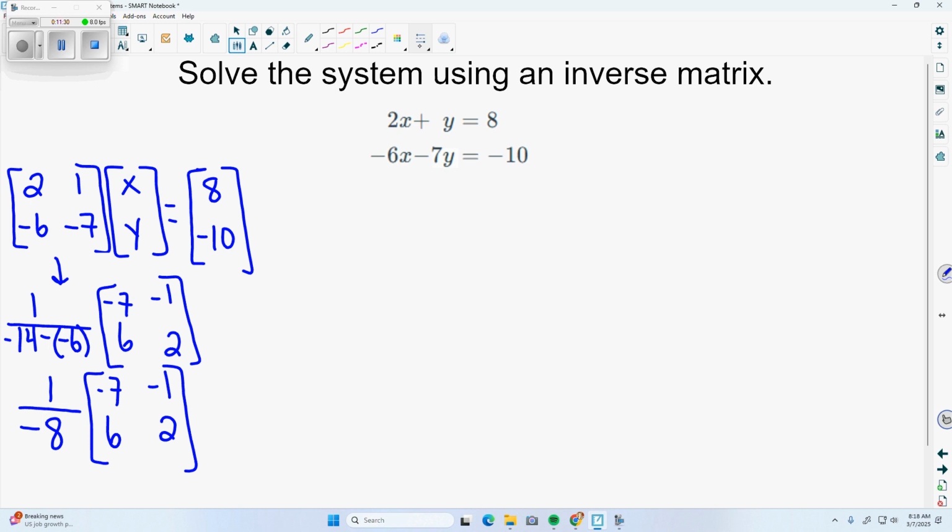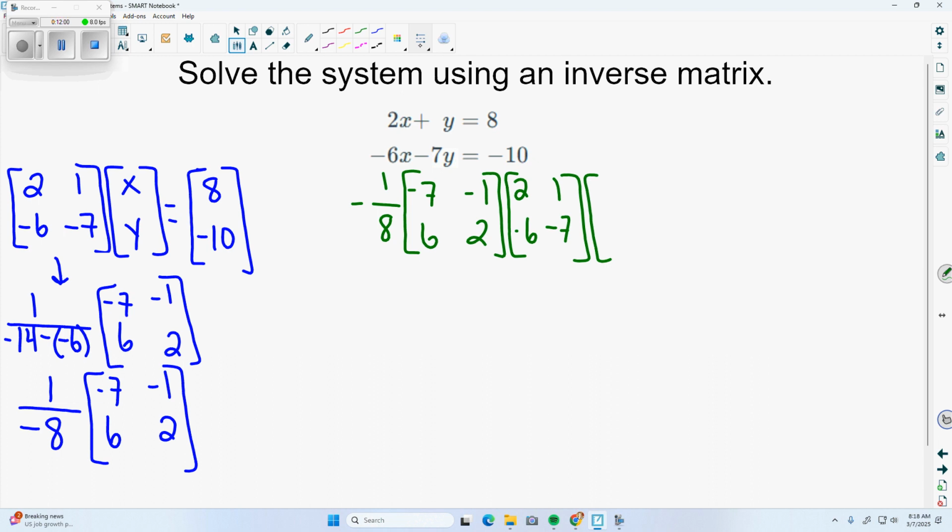Okay, so we found the inverse of our coefficient matrix. It's time to do that multiplication piece. Now remember, the inverse must come first on each side. So we take that inverse. Now we're multiplying it here by what we started out with. Over here, inverse has to come first.